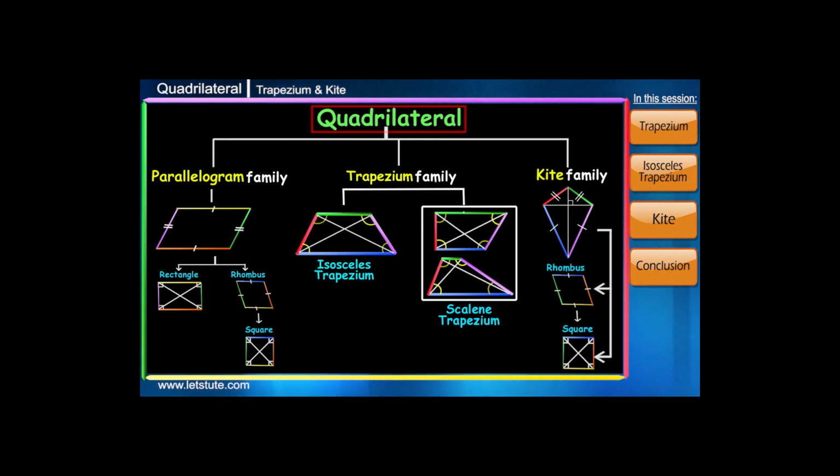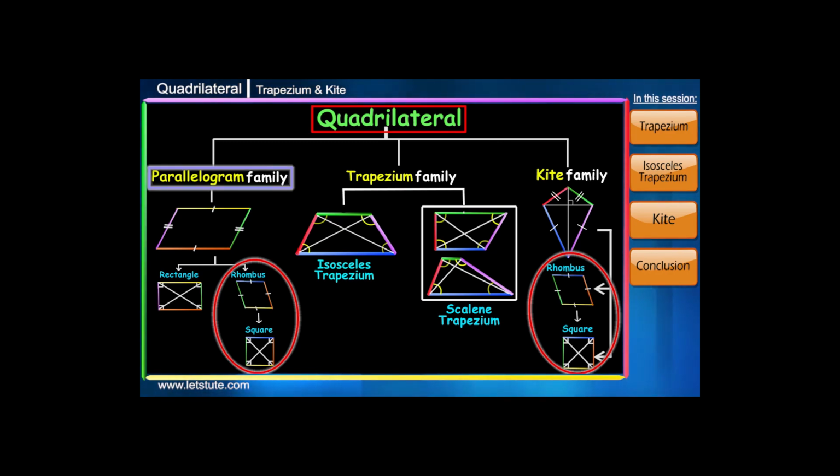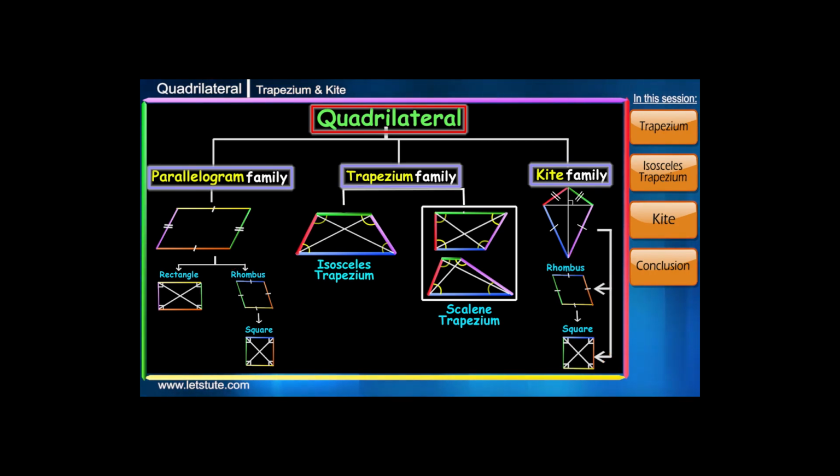Any other shapes which do not belong to these 3 families are simply called quadrilateral only. Broadly, we can say that parallelogram, trapezium and kite are the family name or surname, and the figures which come under these families have their different names. Rhombus and square are in a relation with 2 families, parallelogram and kite. All these families live in a town called quadrilateral. This is it for now.